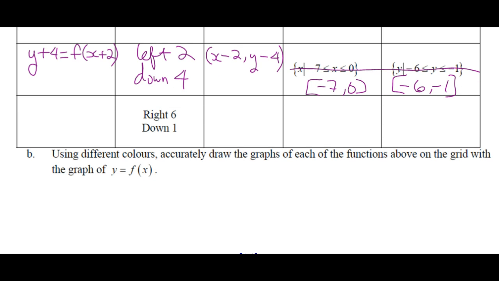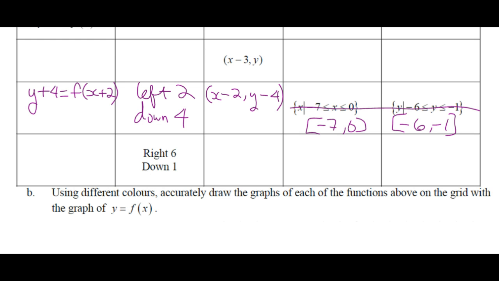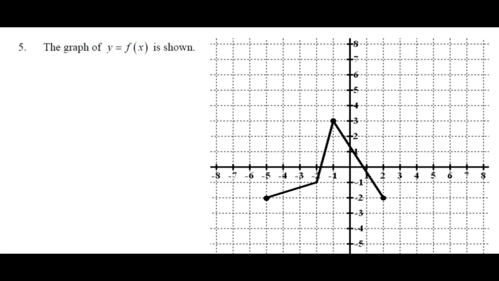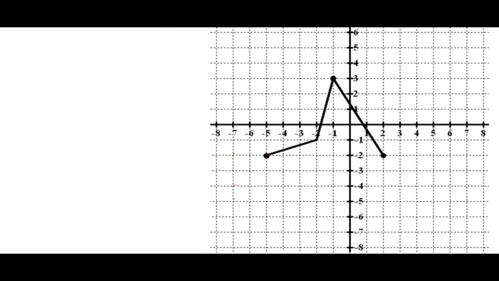Okay. Use different colors, accurately draw the graphs of each of the functions on the grid with the graph. So let's just sketch this one. I need left 2 and down 4. So here's what you do. We have 1, 2, 3, 4 points, right? So we take those 4 points and we go left 2, 1, 2, 3, make it so that it can actually fit. Go left 2, 1, 2, 3, 4. Take this point, go 1, 2, 1, 2, 3, 4. Take this point, go 1, 2, 1, 2, 3, 4.